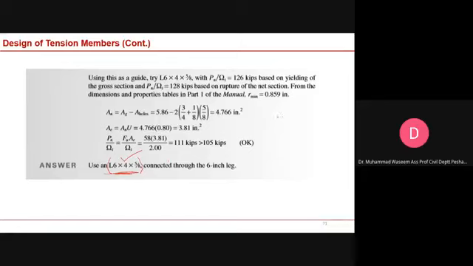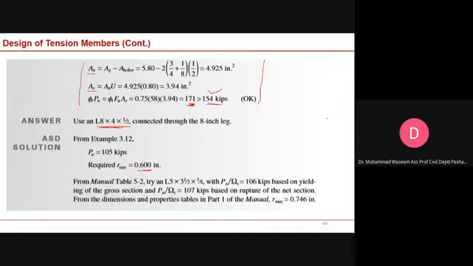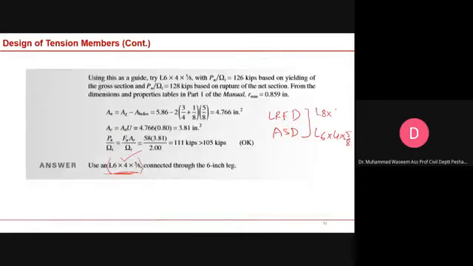So both LRFD and ASD are not recommending the same section. Okay, sections are different. This is L8, this is L6 by 4 by 5/8, and this is L4. Now you can ask any questions if you may have.